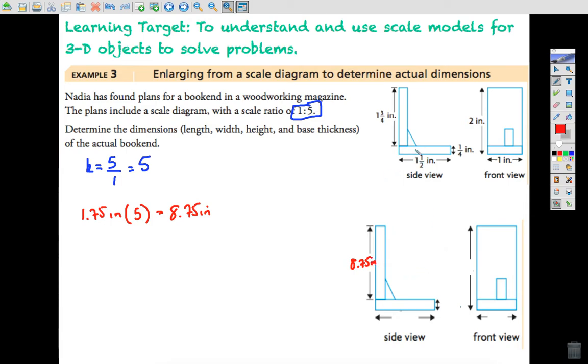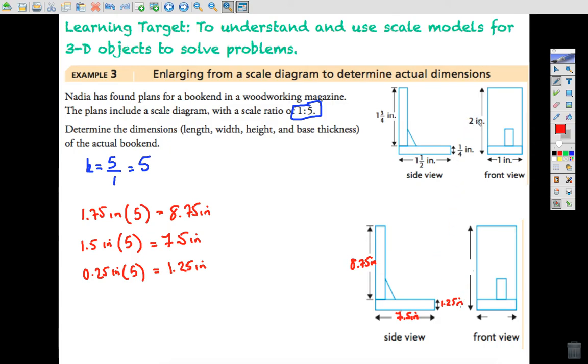For the next one, I'll take this 1.5 inches and multiply that by 5. So again, 1.5 times 5, you can probably do that in your head, is 7.5. So that becomes 7.5 inches. This 1/4 inch thickness over here, that's 0.25 inches, and we multiply that by 5. Well, 5/4 would give you 1.25, so that's now 1.25 inches.